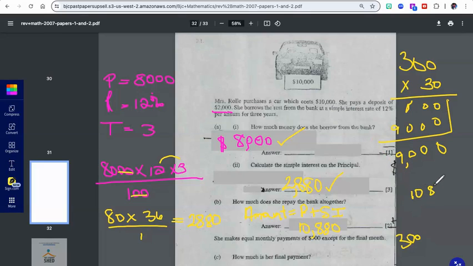So that's 10,880. And if I subtract 9,000 from 10,880, we're left with 1,880. We still have some 300s in there. How many 300s would I have in 1,880? Because remember now, for this exam, we cannot use a calculator. So we're going to have to work this out.